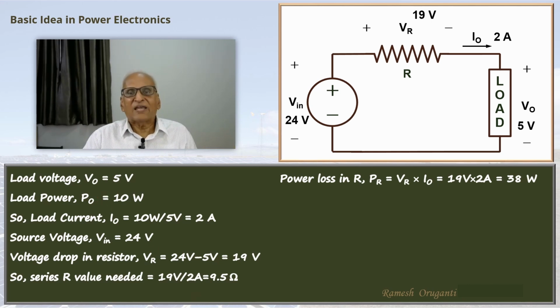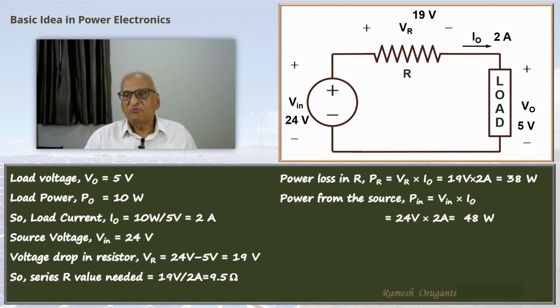If you want to calculate the input power delivered by the source, we can easily do it. It is a 24 volt supply, supplying 2 amperes. So 24 volts times 2 amperes is 48 watts. The power from the source is 48 watts. So you have 10 watts output, whereas your source is supplying 48 watts.